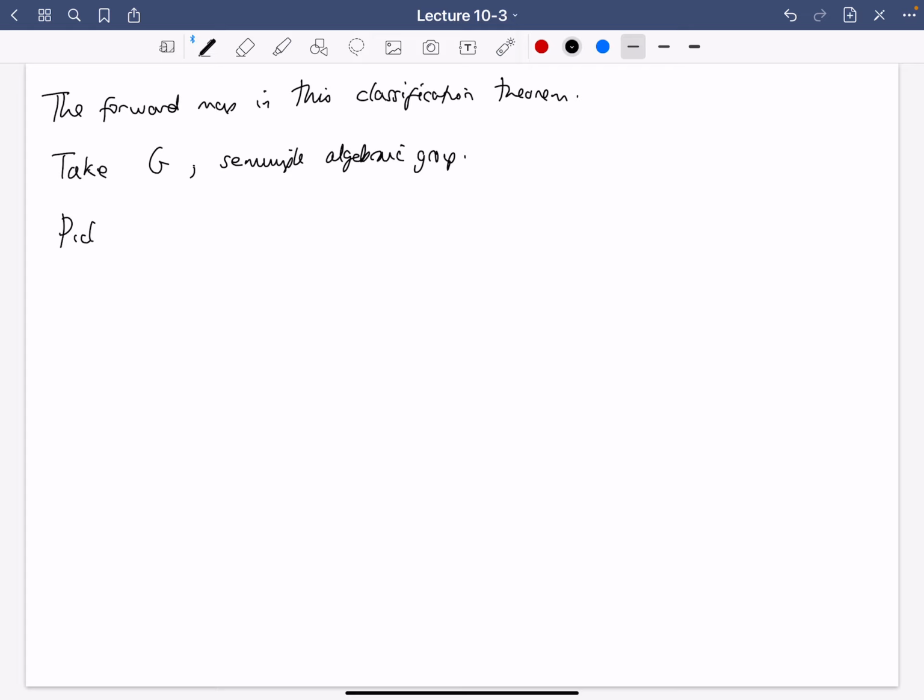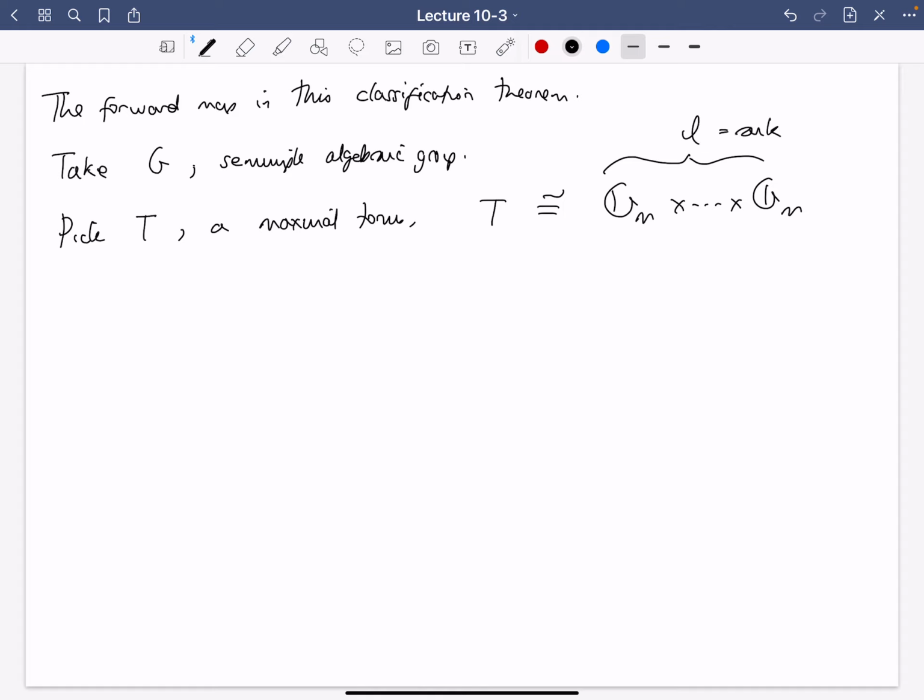You pick T, a maximal torus. So T will be just some product of L multiplicative groups, and that's the rank of the torus. Again, there's a conjugacy theorem here. All maximal tori of an algebraic group are conjugate. So it doesn't matter which T you pick for the purposes of defining this map, because it's all up to isomorphism.